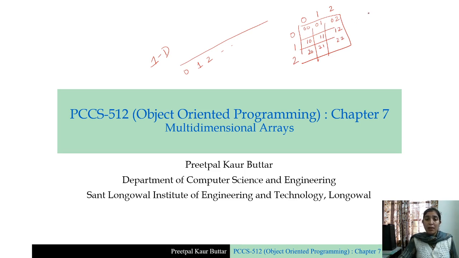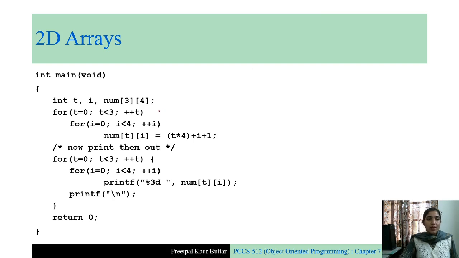Similarly, we can have 3-dimensional, 4-dimensional and so on arrays of any dimensions. But we commonly use 1-dimensional or 2-dimensional arrays. 3 or more dimensional arrays are difficult to handle because they occupy very large space. Okay. So here is an example of a 2D array. So 2D array contains two subscripts, one for the number of rows and other for the number of columns.